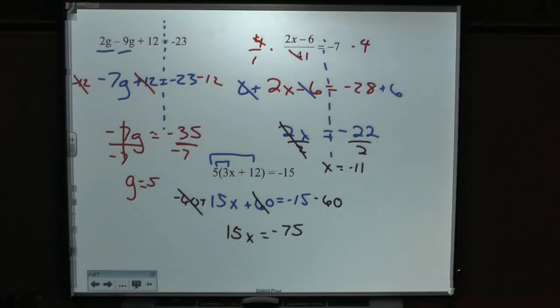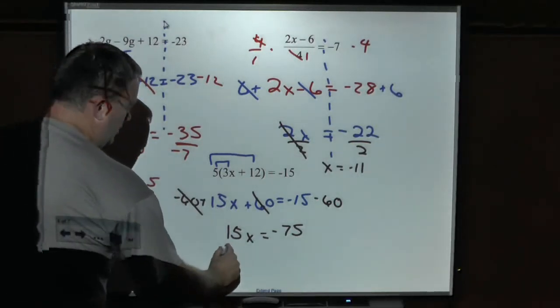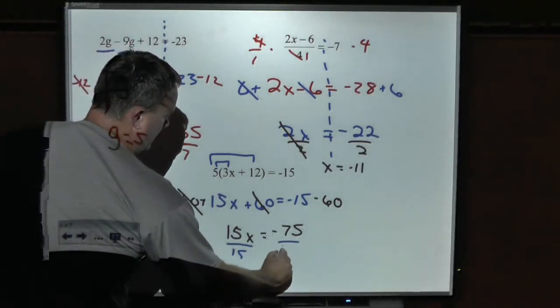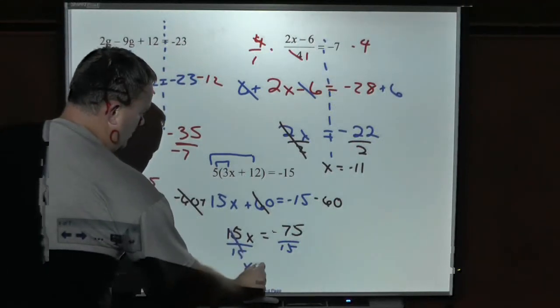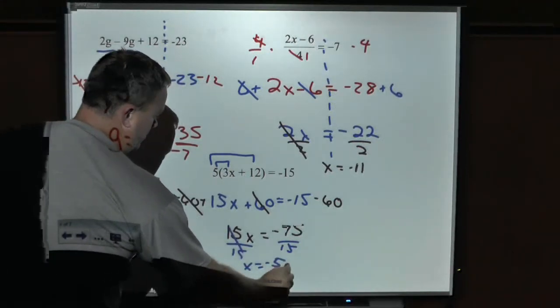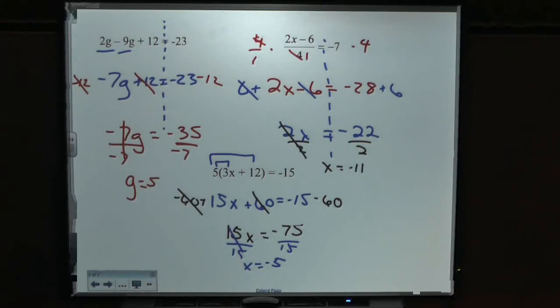And at this point, you have a one-step equation. Divide both sides by that coefficient in front of that x. So x is equal to negative 5. If you have any questions about how we did this, ask me in class. All right.